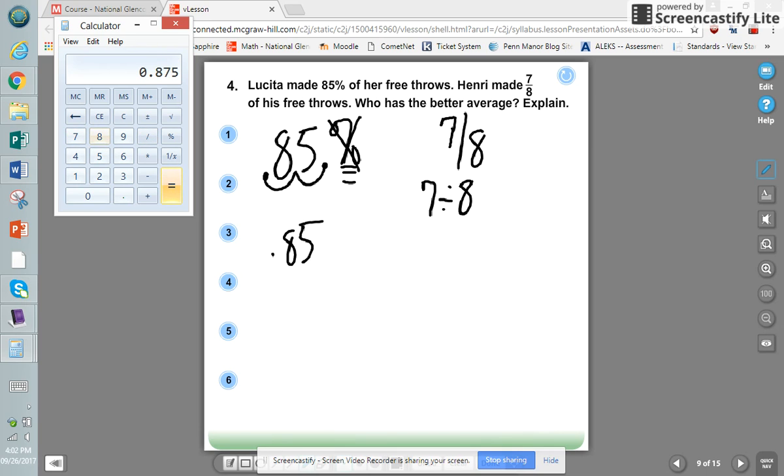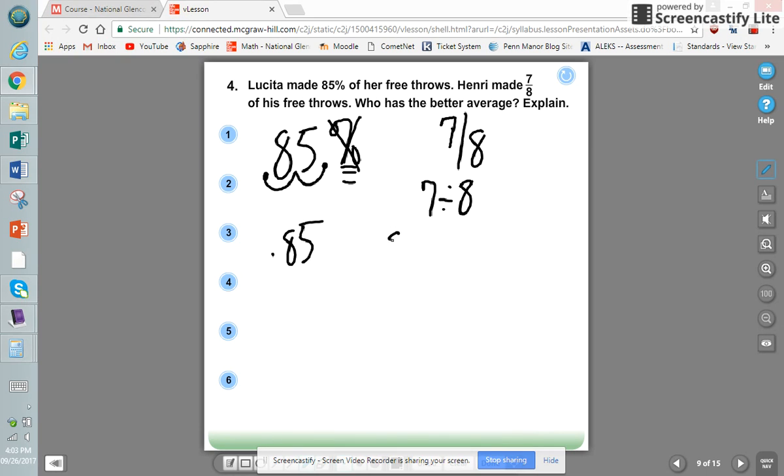Brilliant. Okay, close. 875. I'm going to just add a 0 on the end to even out our thousandths column. Which is bigger, 850 or 875? You are so right. 875 thousandths is greater than 850 thousandths, which means up here that it looks like Henry is a slightly better free throw shooter than Lucia.